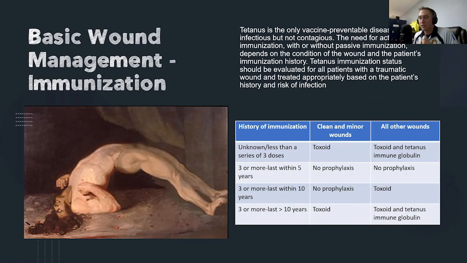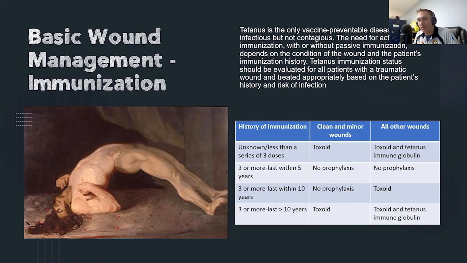So this chart will help you decide if a patient needs tetanus prophylaxis or not, and it's based on the history of immunization. All right. So if someone gets a laceration, they're like, should I go to the hospital? Should I not? We say, well, you might need a tetanus vaccine. Or we say, have you had a tetanus vaccine?